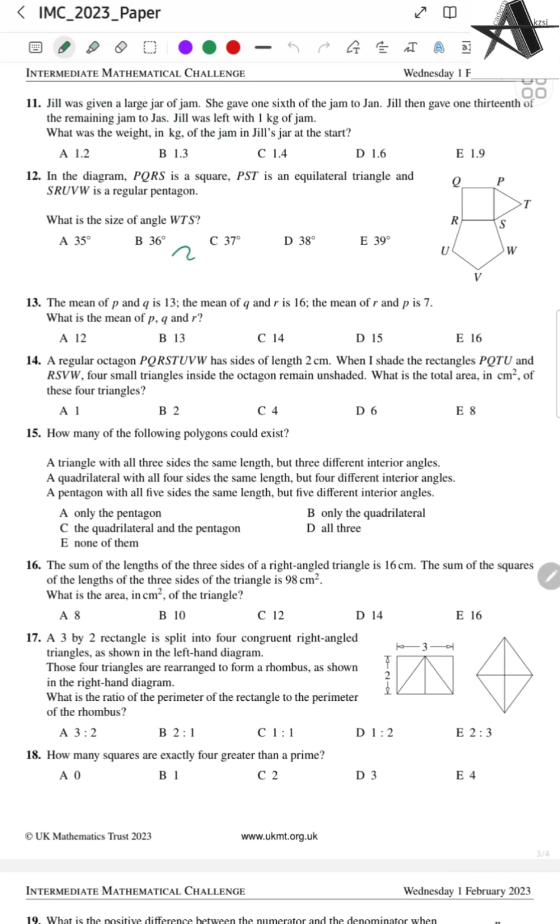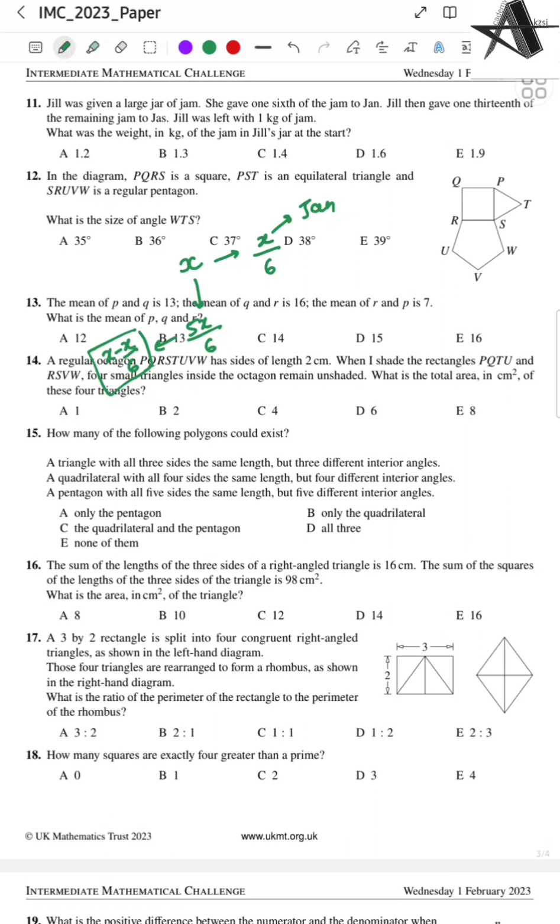Suppose Jill was given a large jar of jam with weight of x kg. She gave 1/6 of the jam to Jen. So x over 6 to Jen. That means the remaining she has will be x minus x over 6, which is 5x over 6. I just subtracted x over 6 from it. Why? Because she has already given it to Jen.